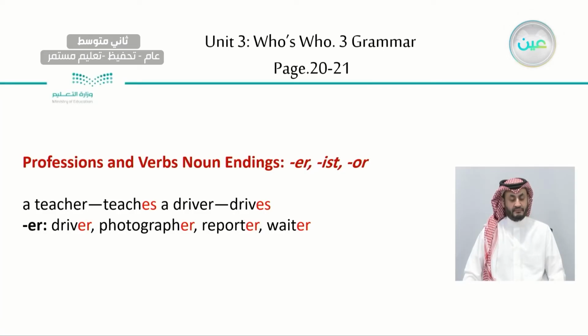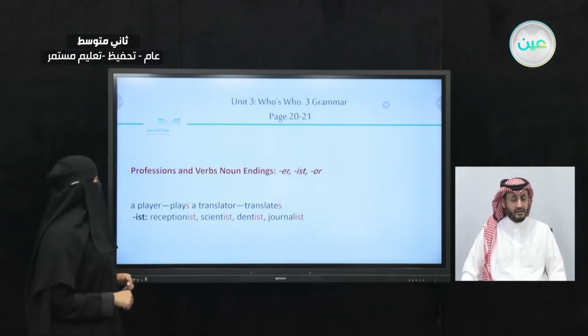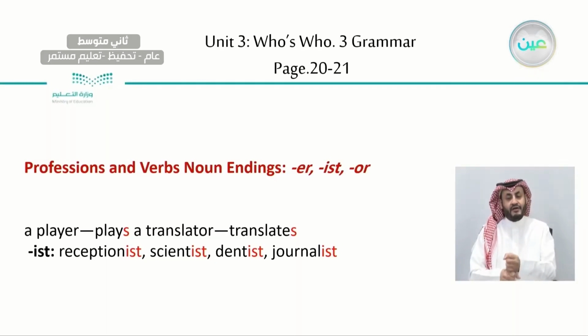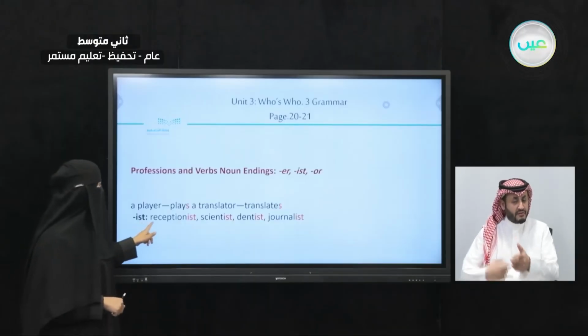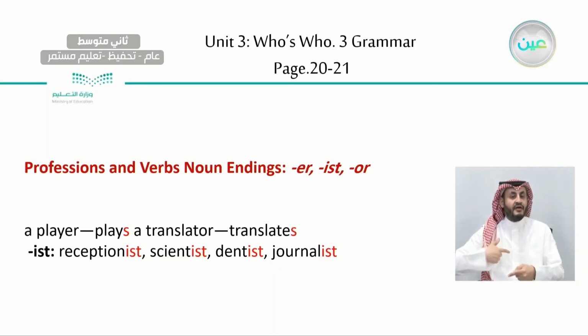Other examples could be a photographer, reporter, writer. A photographer, this is a photographer, and a reporter. A reporter reports. A writer writes. What about the others here? A player plays. A translator translates. For other examples of professions that end with ist, it's this: receptionist, scientist, dentist, journalist.